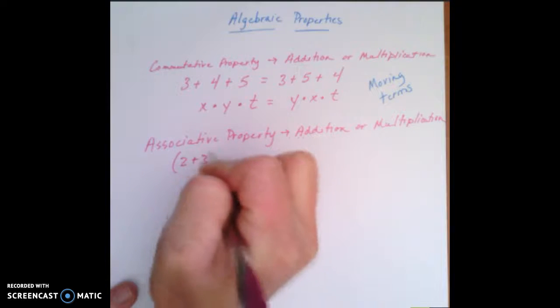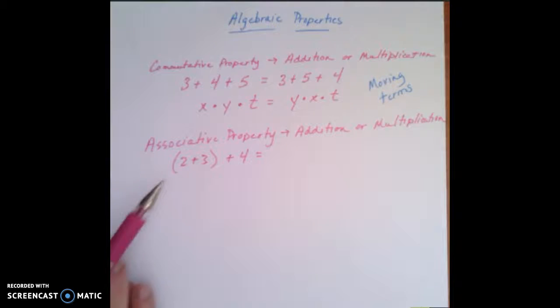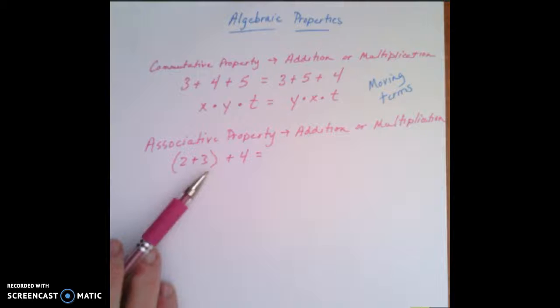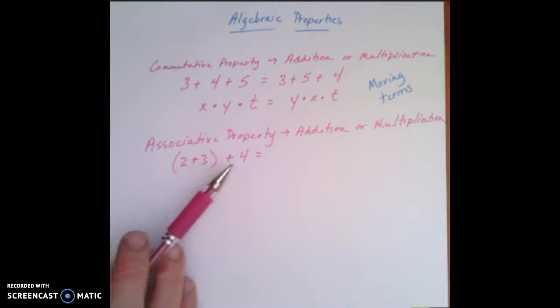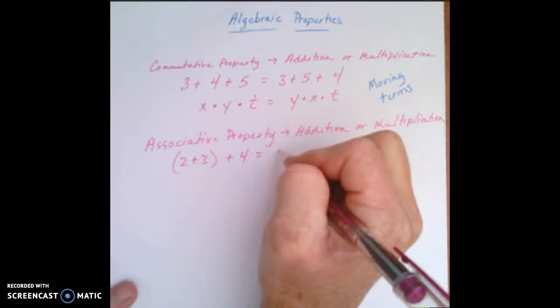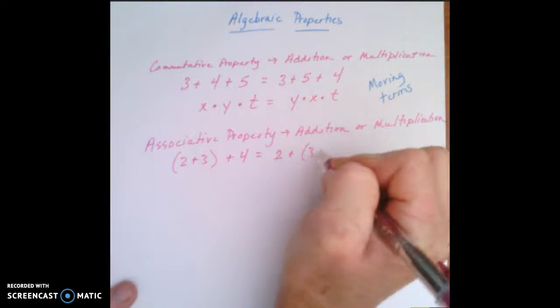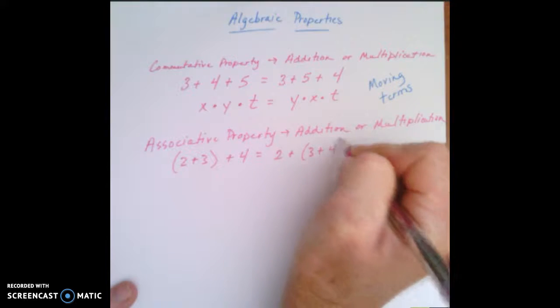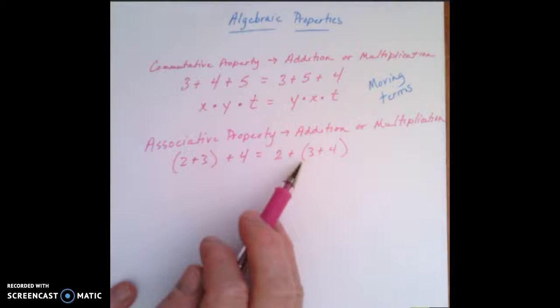2 plus 3 plus 4. Now, our grouping symbol is the parentheses. Right now, we would add the 2 and the 3 together first, and then we would add 4. Well, the associative property of addition tells us that we can regroup this so that we have 2 plus 3 plus 4. So what we're doing is we're just regrouping using symbols. Here, the parentheses.